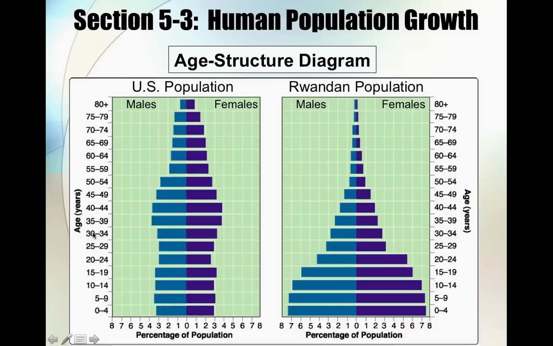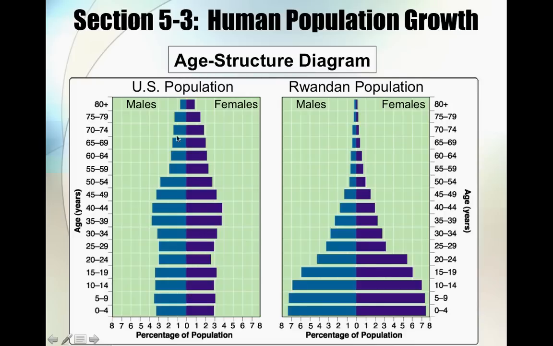Between ages 30 and 34, roughly 3.3% of the population is male, and for females, that's roughly 3.3% too. Now let's look way up here at the top. Between the ages of 75 and 79, you have come all the way down: 1.5% of the population is male, and about 1.5%, maybe a little bit more, is female.